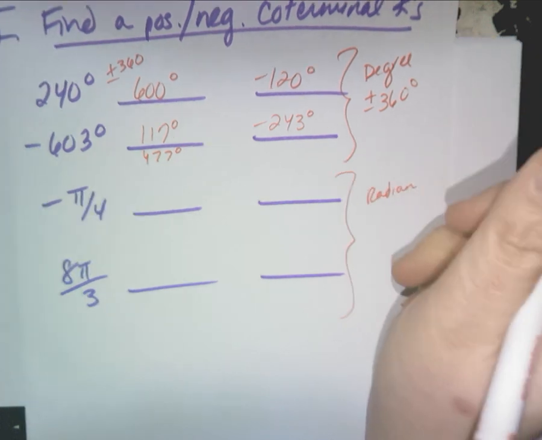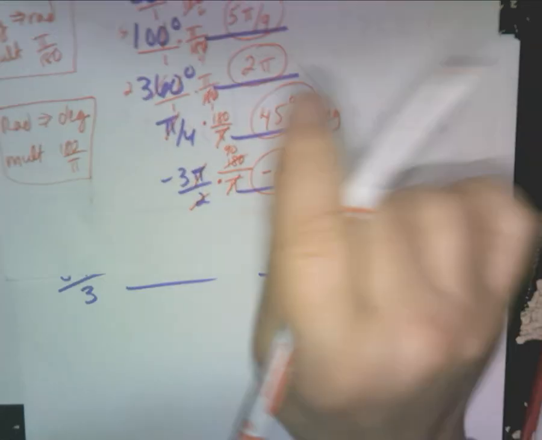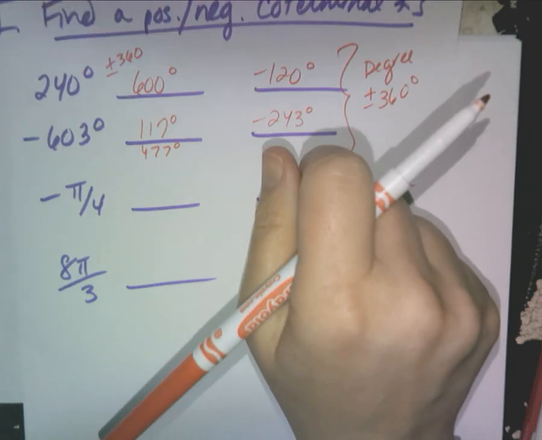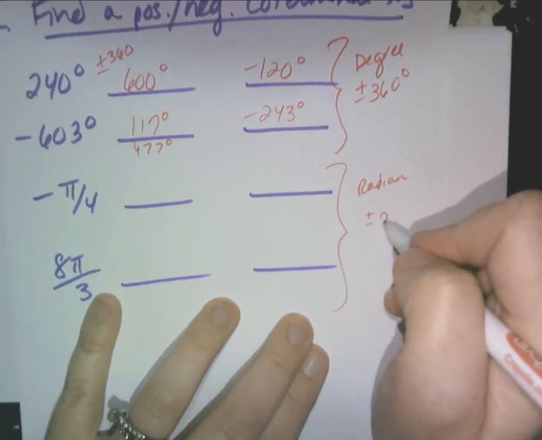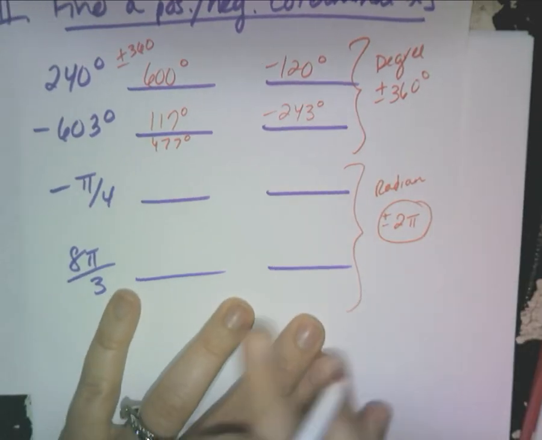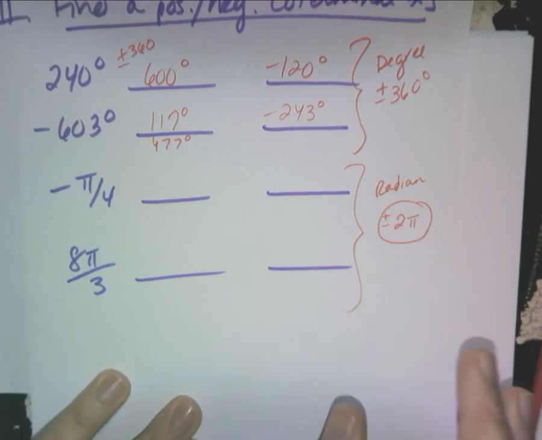What are we going to add if it's radians? What, pi? 360 is what equivalent in terms of pi? We just did it. 360 is 2 pi. You are going to add and subtract 2 pi. But here's a problem, and here's what shows me students who do or do not remember their fractions, who really shouldn't be in this class.